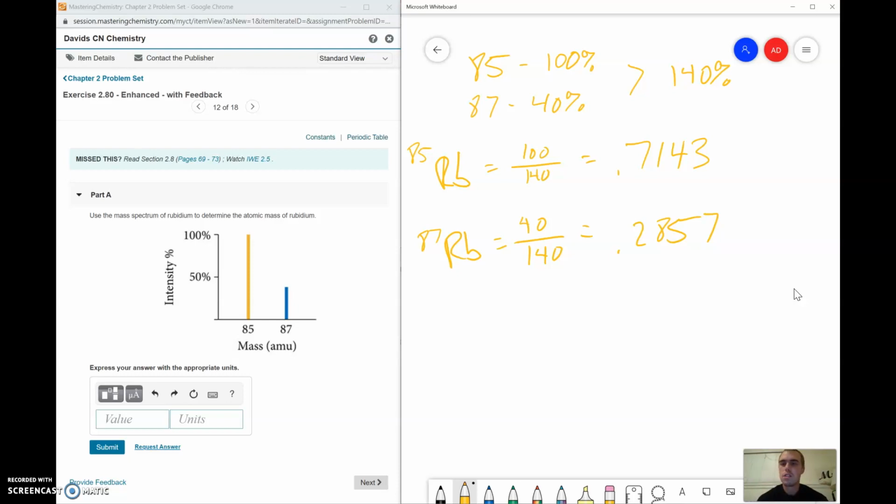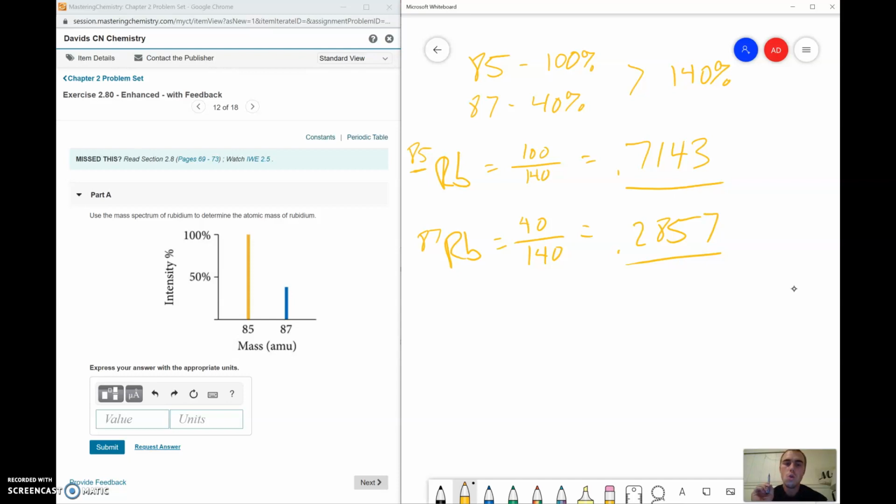And so what these numbers here tell us is that in this original sample of rubidium, about 71.43% had a mass of 85. 71.43% of those rubidium atoms had a mass of 85. 28.57% had a mass of 87.